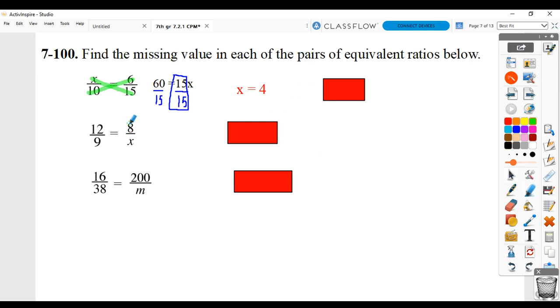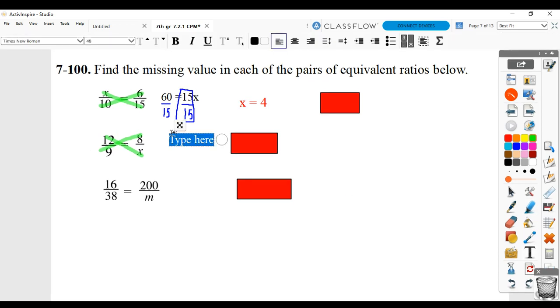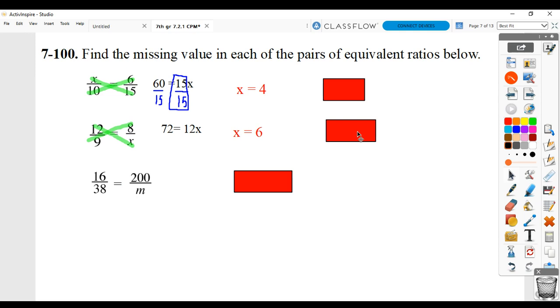Same concept here. 8 times 9 is 72. That equals 12 times x. 72 equals 12x. How do we get x by itself? We divide both sides by 12. So you take 72 divided by 12 and get an answer of 6. And then here, 200 times 38 equals 16 times m. Divide both sides by 16. M equals 475.